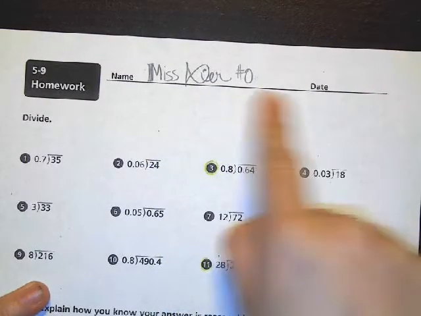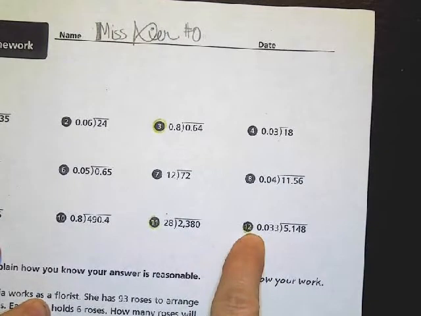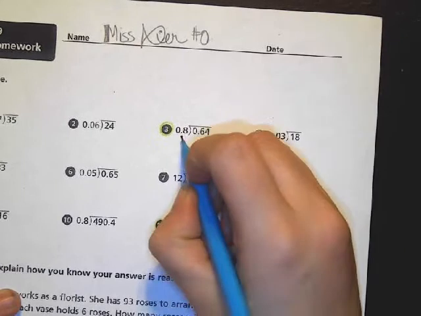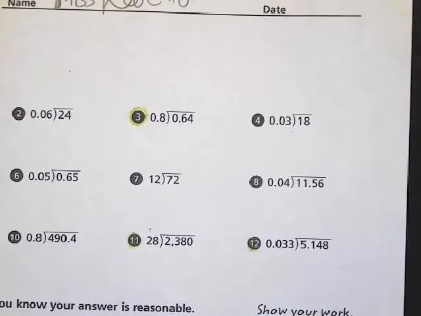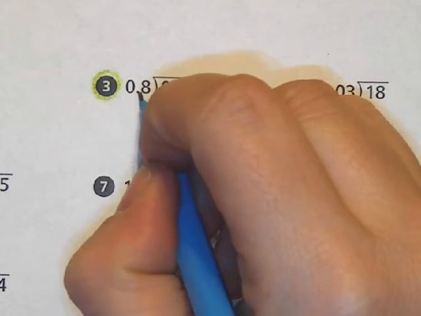On the homework side, I have highlighted a few problems. You should first of all make sure that your name, number, and date are on here. But I have highlighted these problems, 3, 11, and 12, because we're going to do them. So let's do them quick.